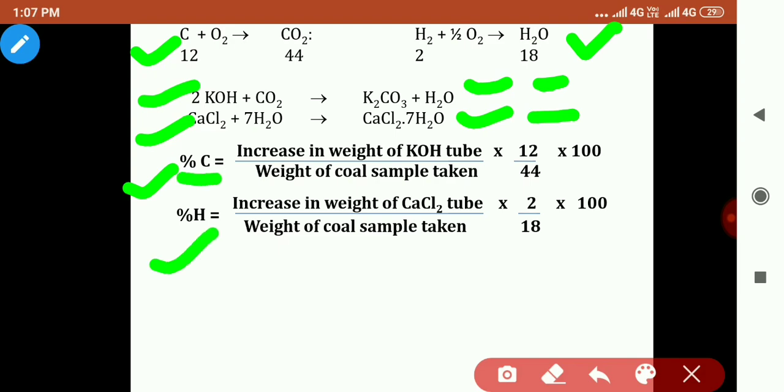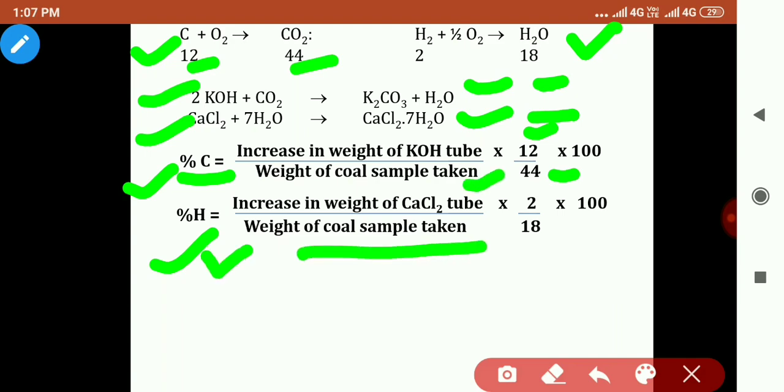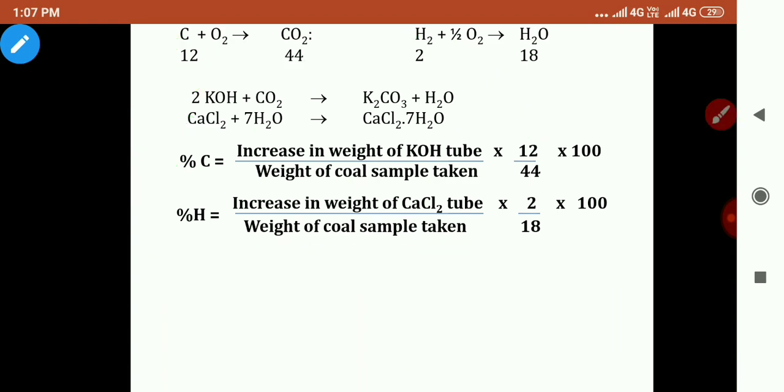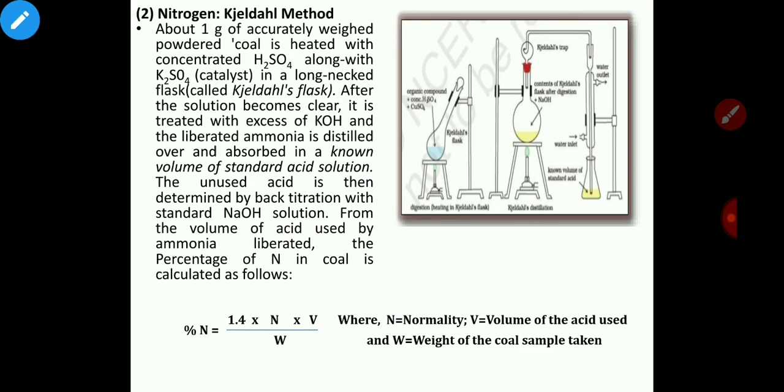So the formula is: percentage of carbon is equal to increase in weight of KOH tube upon weight of coal sample taken into 12 upon 44. 12 is the weight of carbon and 44 is the weight of carbon dioxide, into 100. Similarly, percentage of hydrogen is equal to increase in weight of CaCl2 tube upon weight of coal sample taken into 2 upon 18. 2 is the weight of hydrogen and 18 is the weight of water, into 100. So this is how we use two formulae to determine the percentage of carbon and hydrogen.